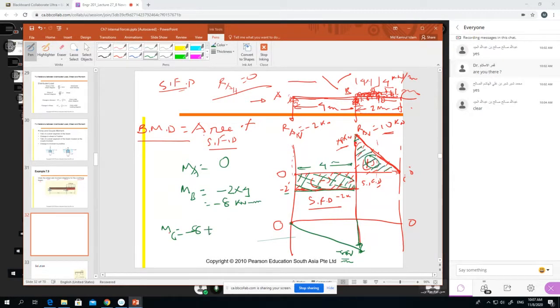Now we take this area, the green area. This is a triangle, so half of the distance, which is 2, into the height, which is 8. So the 2 cancels out, and minus 8 plus 8 cancels out, equal to 0. That means here it is 0.